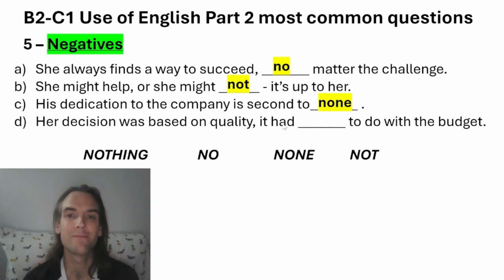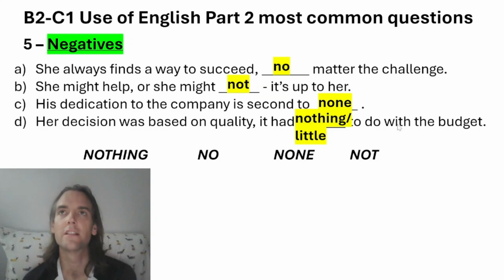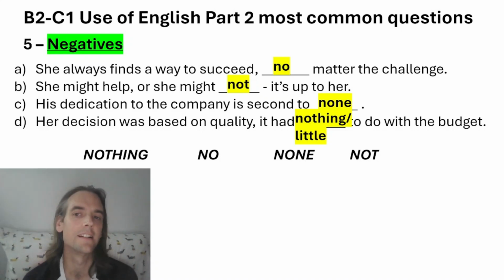C is an expression, second to none. And D is another expression. To have nothing to do with something means it has no relation. And in English we say it has nothing to do with it. You could also say it had little to do with it. It still makes sense. In the exam both would be okay. All clear. Good. Part 6.